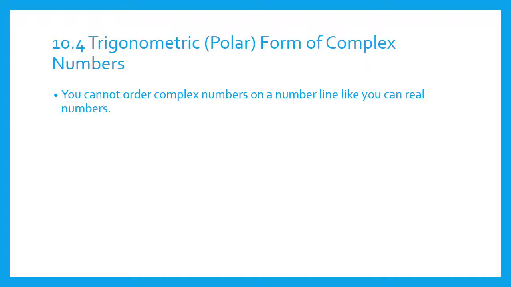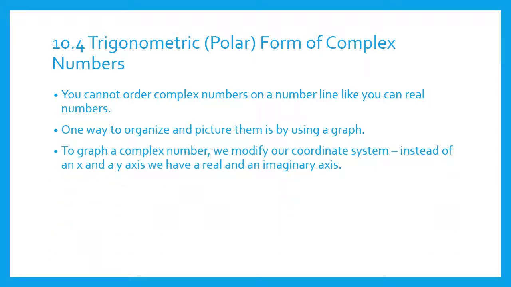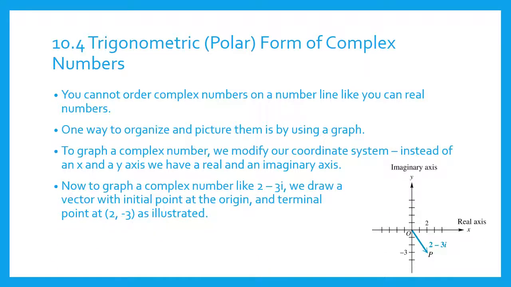They're in the form a plus bi. You can't order them on a number line like you can real numbers. One way to organize and to picture them is by using a graph. In order to graph a complex number, we take our existing coordinate system, the xy axis, but instead of an xy axis, we have a real axis in place of the x and an imaginary axis in place of the y axis. And it looks something like this.